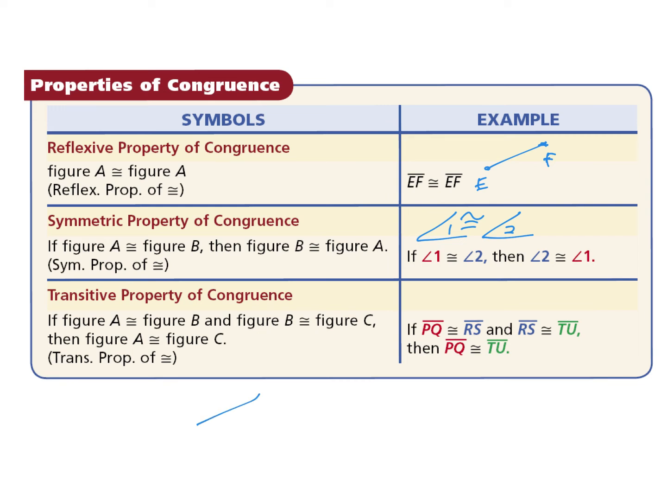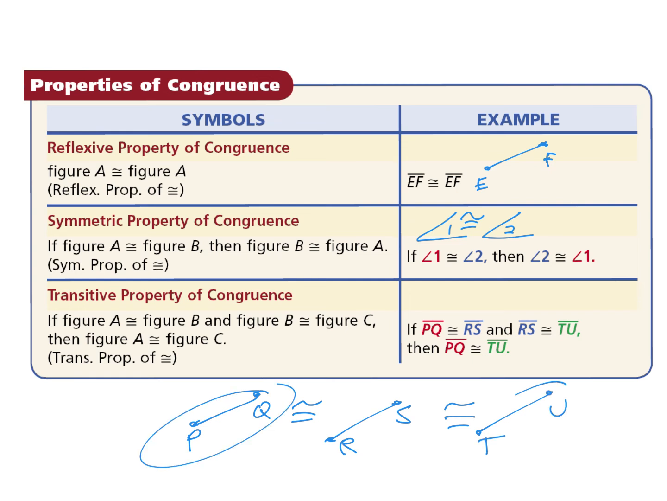And then similarly, the transitive property. If we have a line segment PQ and it's congruent to a line segment RS, meaning the same length, and RS is congruent to another line segment TU, well, PQ and TU are also congruent to each other. Again, pretty obvious, but now it has a name, so we can reference it in our arguments.